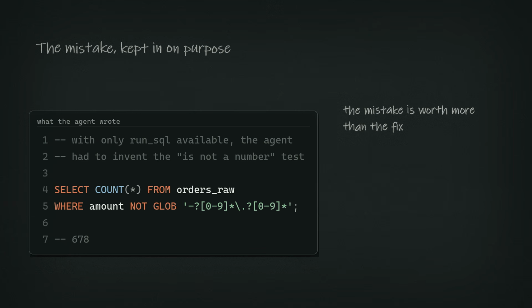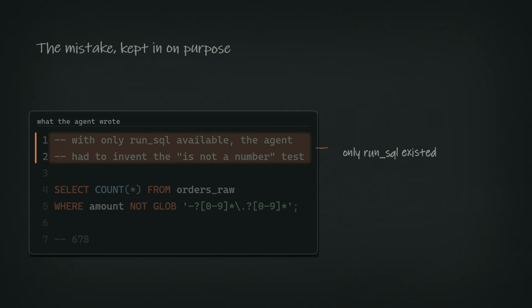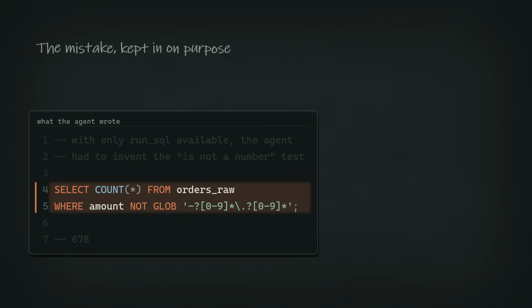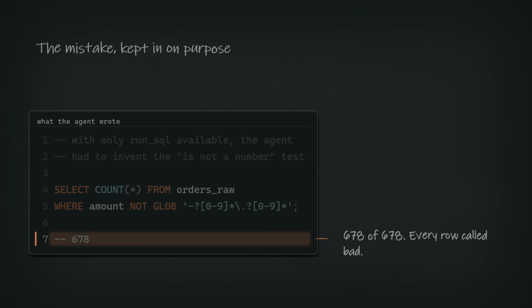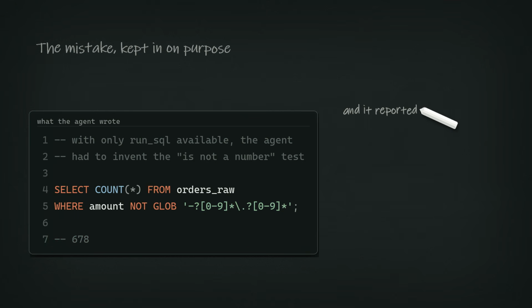In the first version of this project, there was only one tool, Run SQL. So when the agent needed to find which values were not numbers, it had to write that test itself in SQLite. And it wrote this: amount not GLOB, and then a pattern with a backslash in it. That looks correct. It is not. SQLite GLOB has no backslash escapes, so that pattern fails to match perfectly good numbers. The not inverts it, and all 678 rows come back as broken. And the agent reported that, with high confidence, because nothing it could see contradicted it.